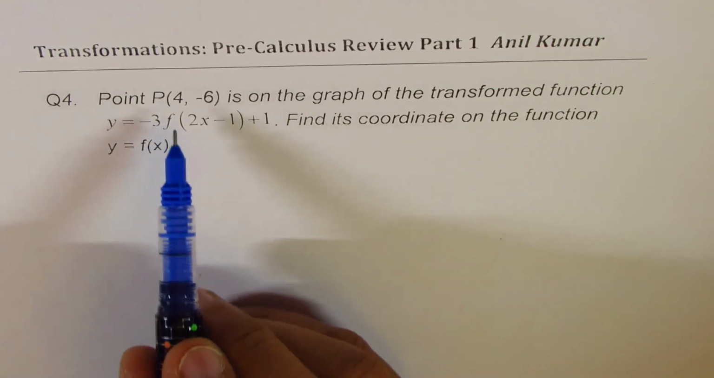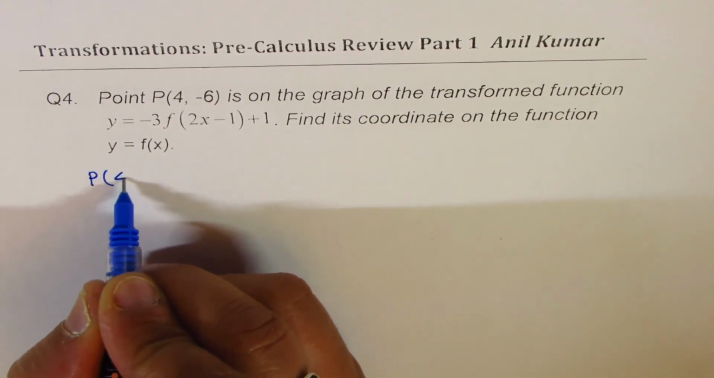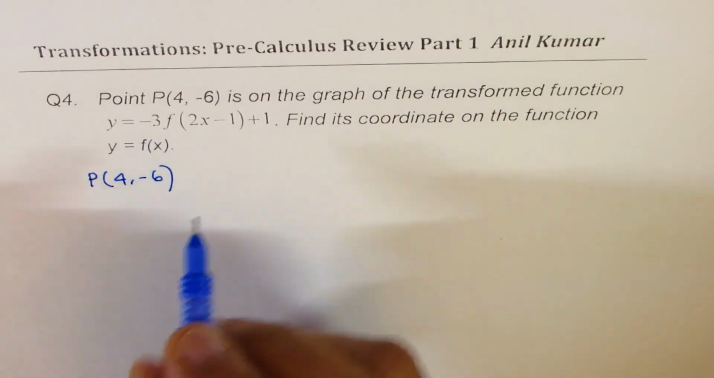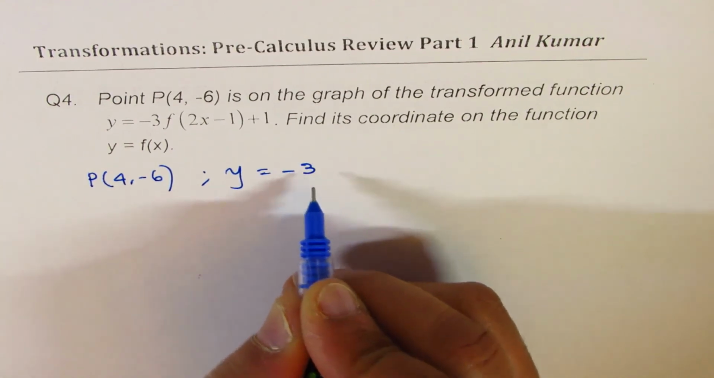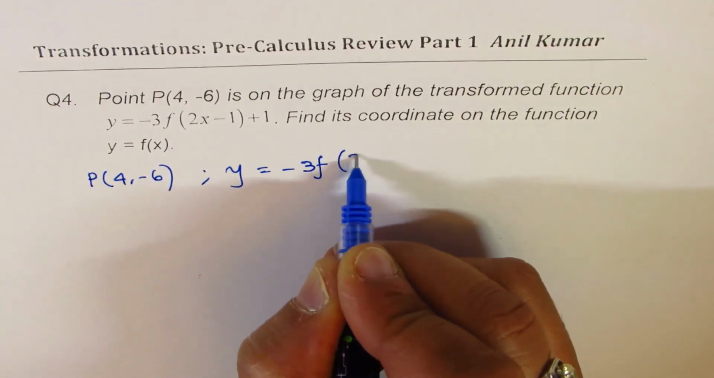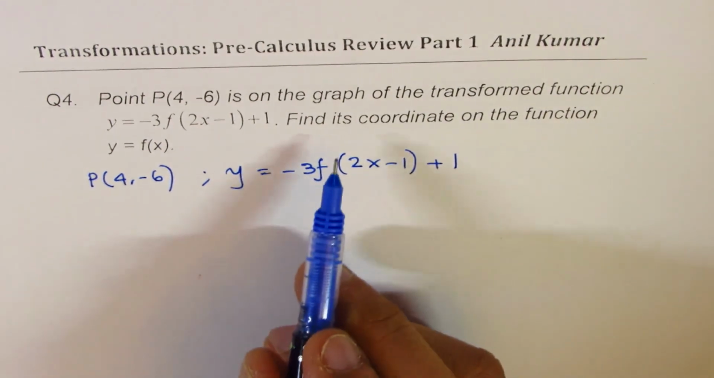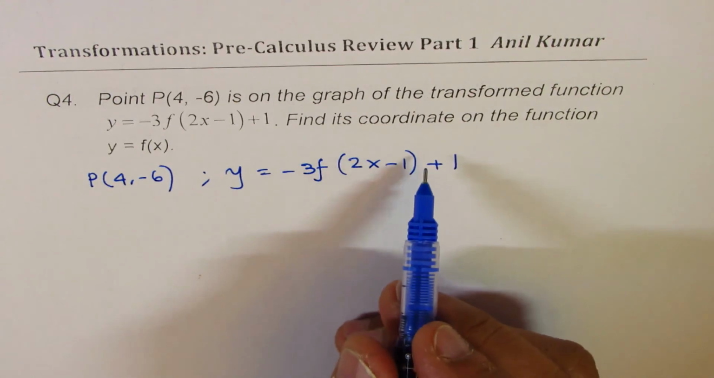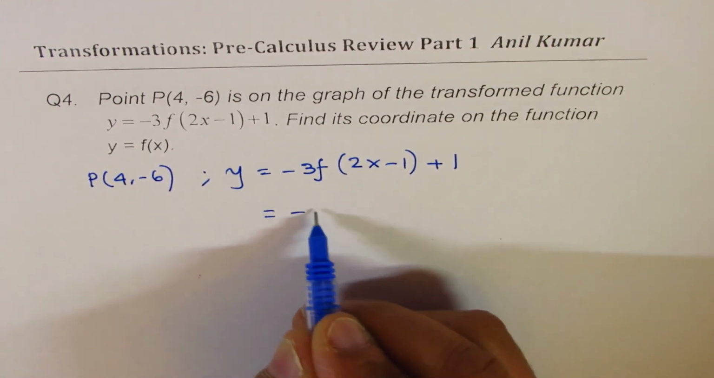It says point P (4, minus 6). So we have a point P, which is (4, minus 6), is on the graph of a transformed function, graph of y equals minus 3 f of (2x minus 1) plus 1. Find the coordinates on the function, that means on the original. So we have to find coordinates on the original. Okay, so let's get back to this.